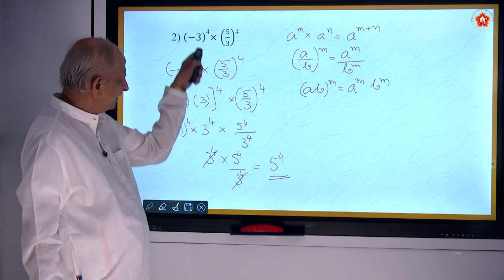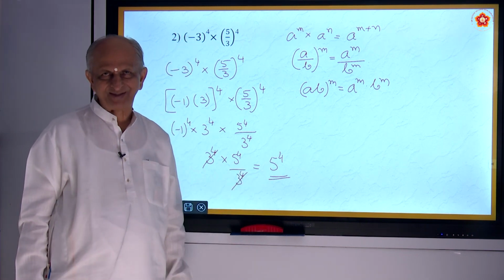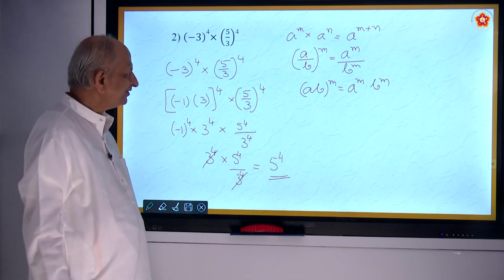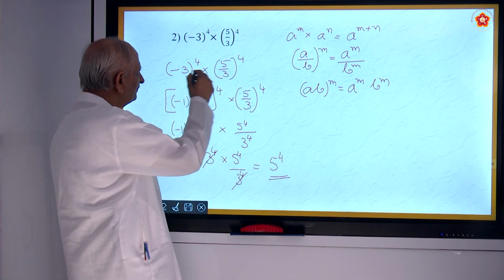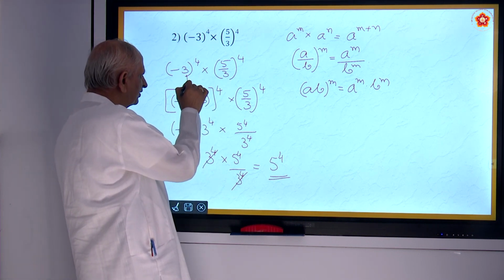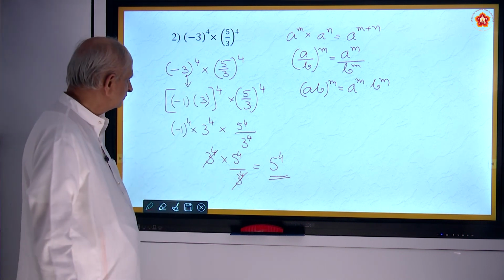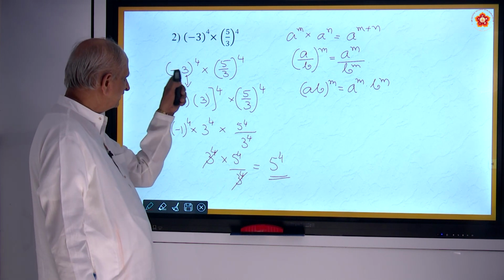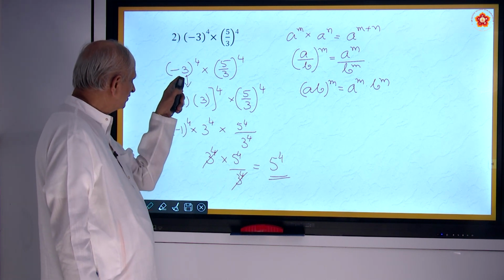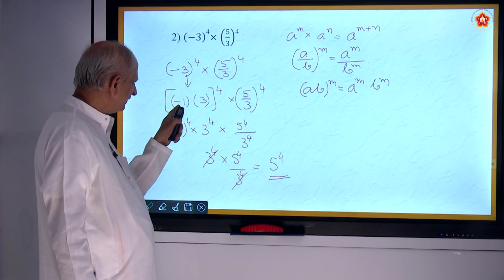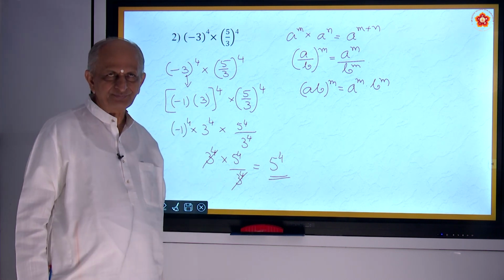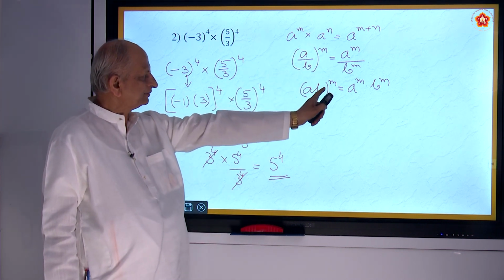So the big question has come down to a small answer. First, you use this; this is the only point you must note. You can also expand and get the answer, there is nothing wrong. Only minus 3 is written as minus 1 into 3 because of this formula.